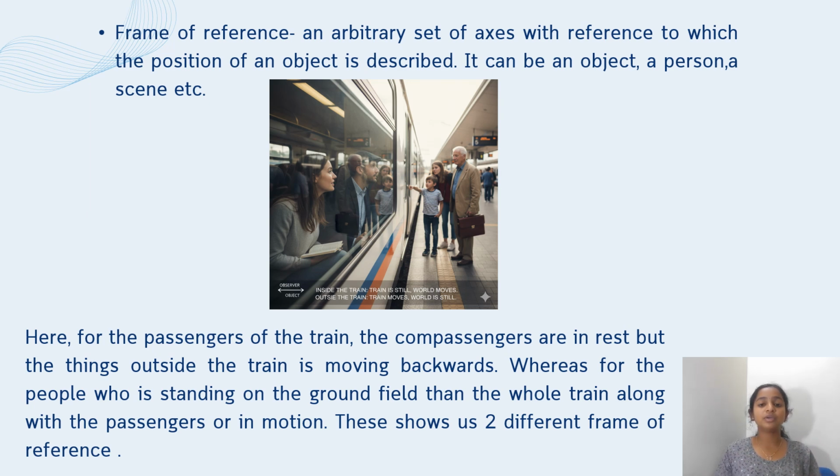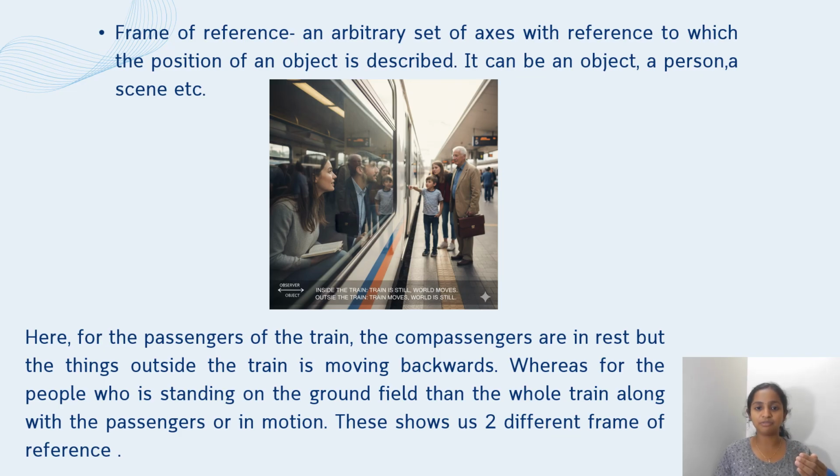So you can see in this example, for the passengers sitting inside this train, the co-passengers are at rest. All are sitting safely inside the train. They are not moving. They are at rest. And the things that are outside the train are, for them, moving backward.